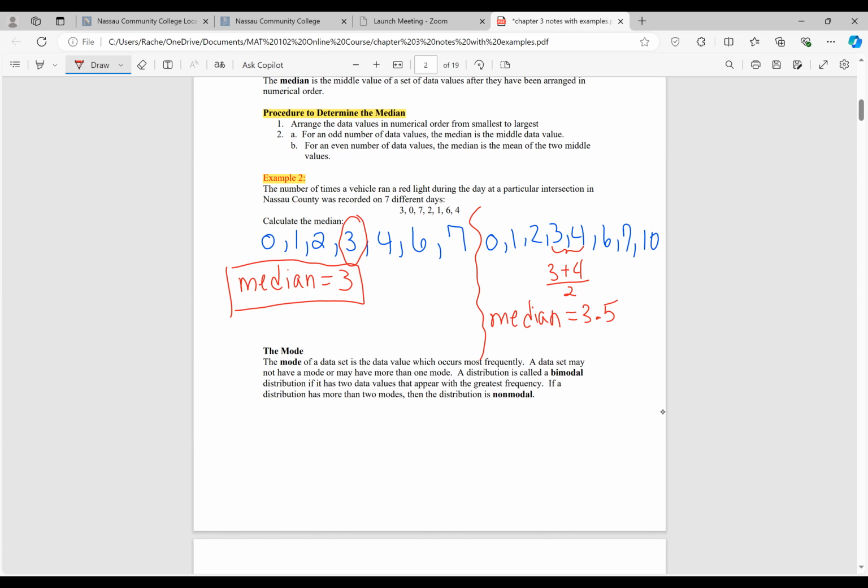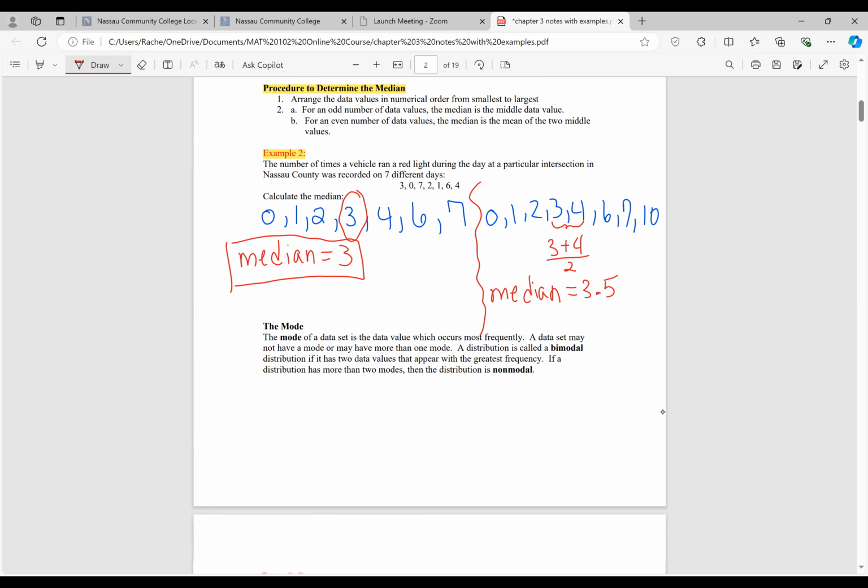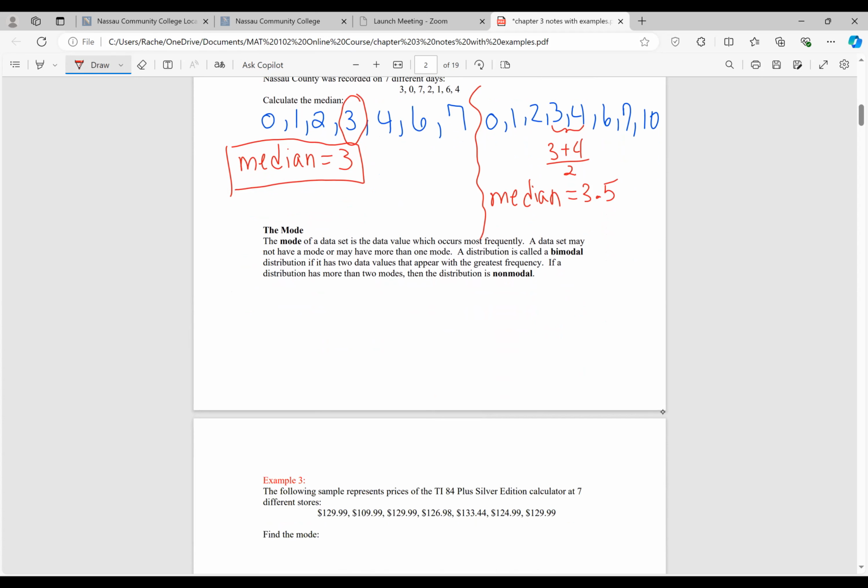So the last measure of central tendency is called the mode. And the mode is the data value that occurs the most frequently in the data set. And a data set can have more than one mode. If a data set has 2 modes, we call it bimodal, bi meaning 2. And then if a distribution has more than 2 modes, at that point, we would just call it non-modal.